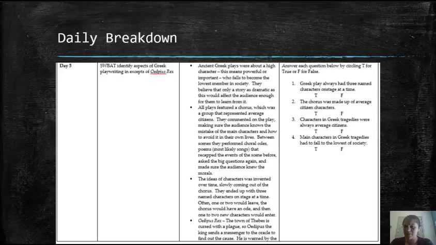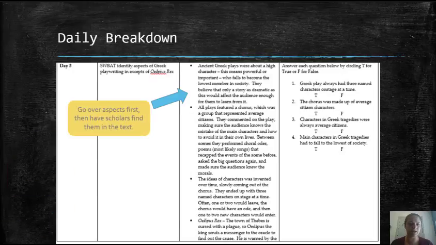But check with your admin, check with yourself. If you don't want to deal with talking to your kids about anything that sounds a little bit like Oedipus accidentally slept with his mom, I would go with Antigone. But that's also a fantastic play to do this with.